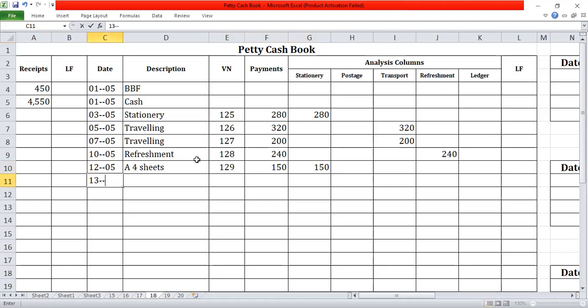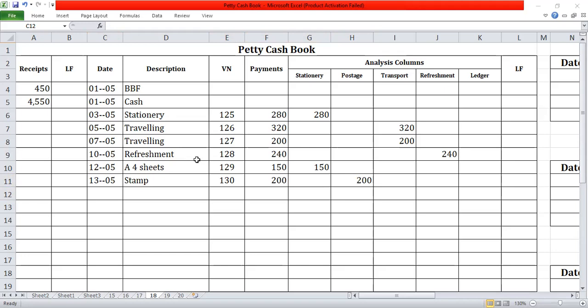The next date, 13th May. It is for stamps. Voucher number 130. Amount 200. Where should we analyze it? Postage column, 200. Okay.